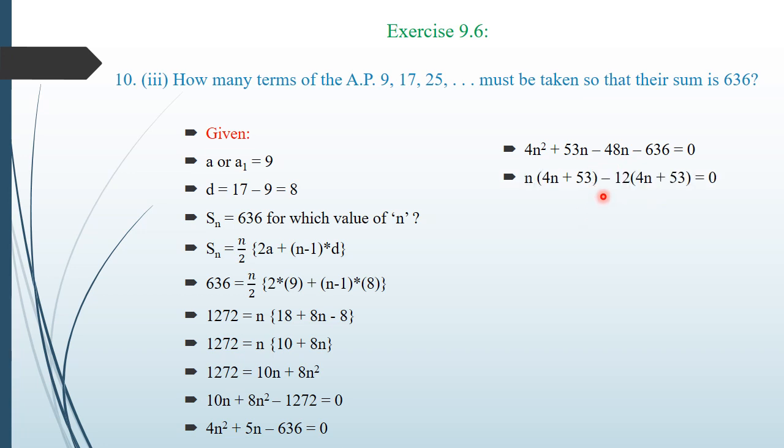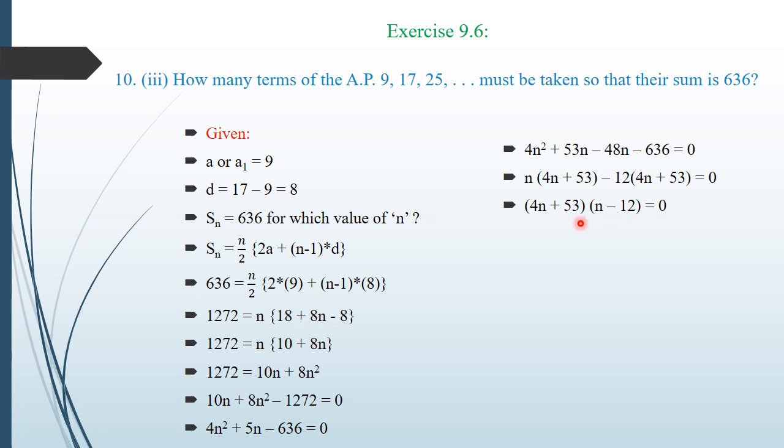Now further simplifying this, I'll take n common in the first two terms, that will be 4n plus 53, minus I'll take 12 common in these two terms, that will be 4n plus 53 again. Now in these two terms again I'll take 4n plus 53 common, and n minus 12 will be remaining in another bracket, that is equal to 0.